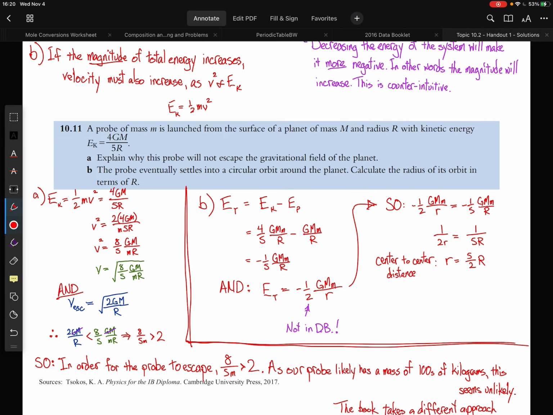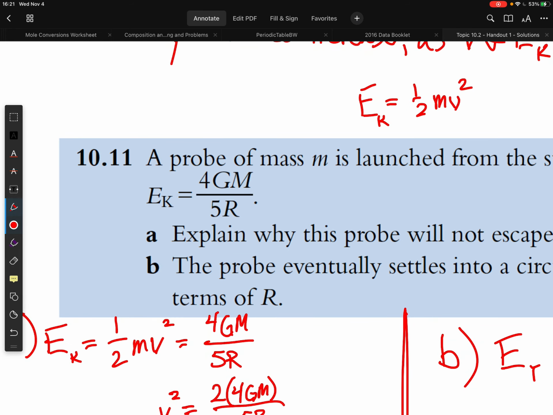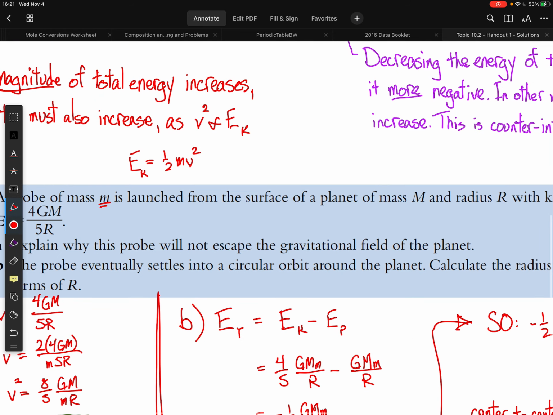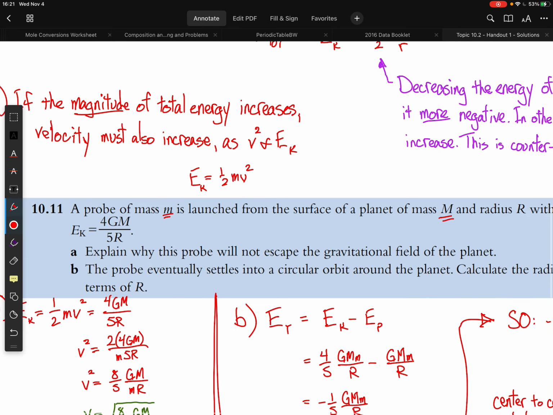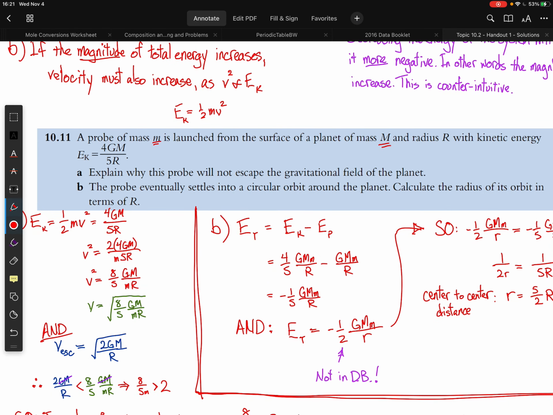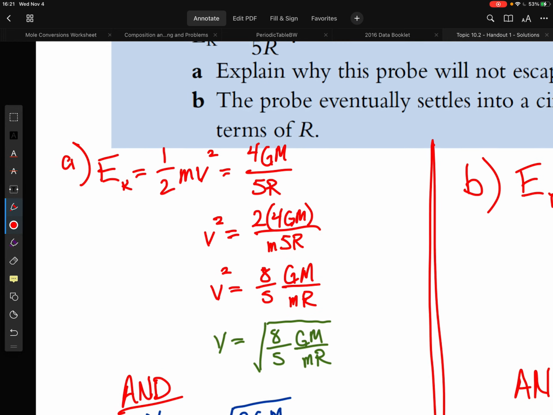Okay, 10.11. A probe of mass m is launched from the surface of a planet of mass M and radius R with kinetic energy given by this equation. So we have small m and we have large M, and this is a pretty logical way to denote a smaller mass and a larger mass. So, first bit. Explain why this probe will not escape the gravitational field of the planet.